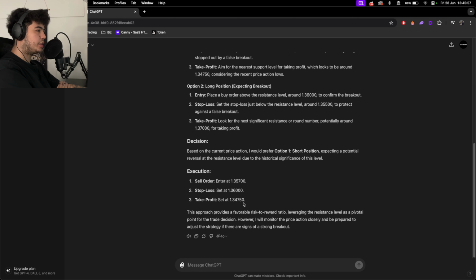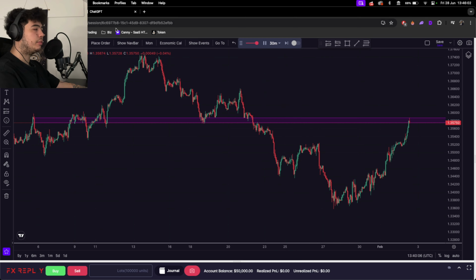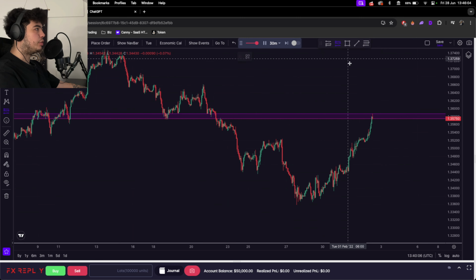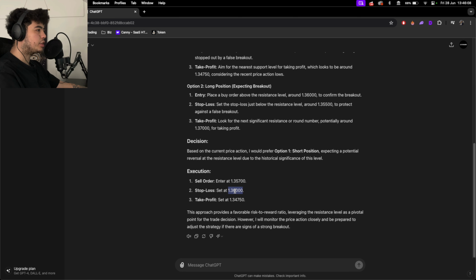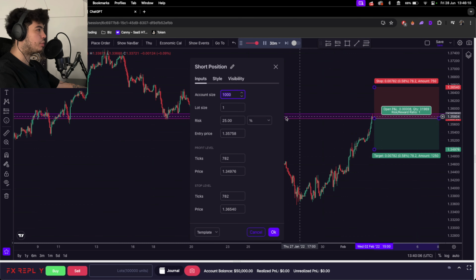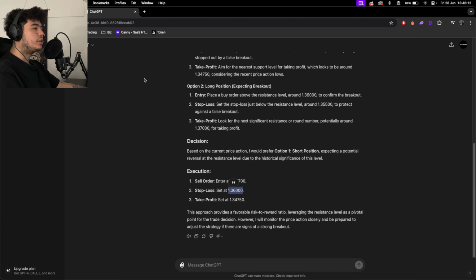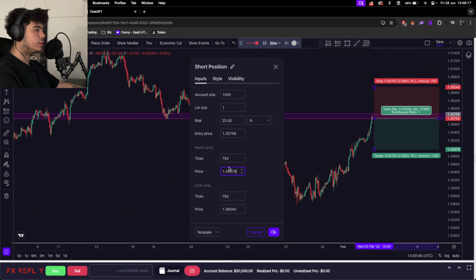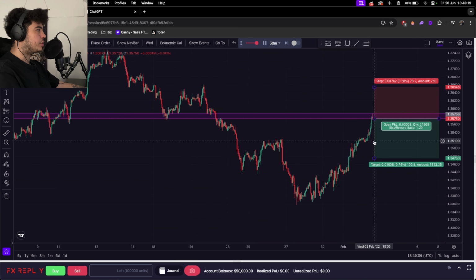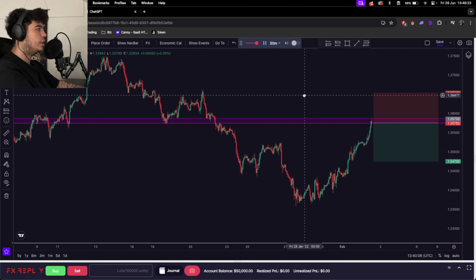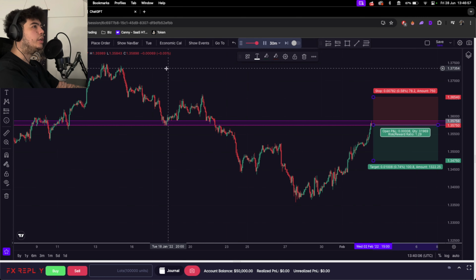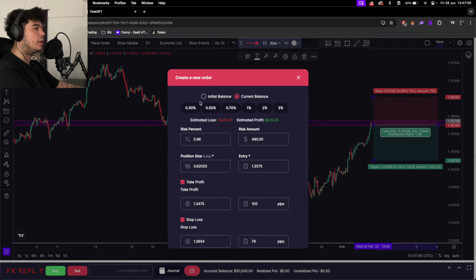Okay, so that's interesting. It's given us a sell order. So entry is here. So we'll go in and mark up this short position at market price. Stop loss is at 1.36. Take profit is 1.34. So it's going for just over a 1-to-1, which I don't think is a bad idea necessarily. So we'll go ahead and place this order on FX Replay.